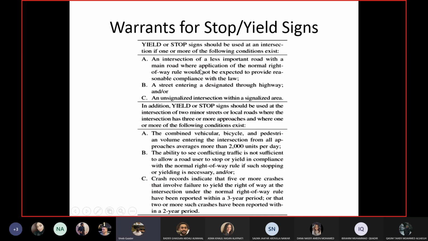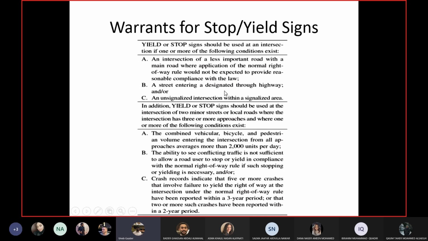If you expect that the driver cannot follow these rules, like I mentioned, maybe because he does not have enough side distance, or maybe there is some problem with the design of the intersection. Maybe there's not enough space, or maybe the curve is very dangerous, the turning is dangerous, then you go for a stop or yield sign. Okay, so this is the first condition.